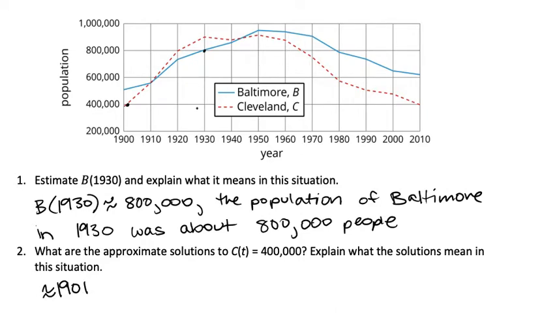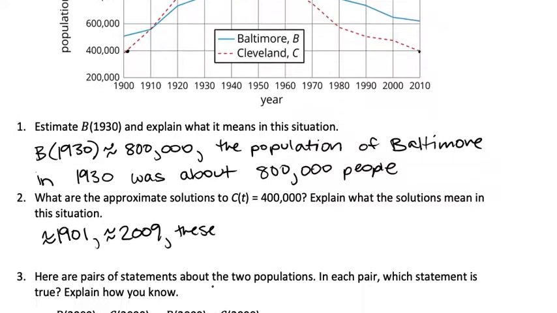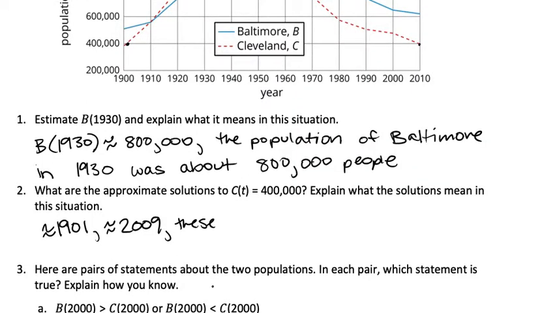And then a second one, as I go across here, looks like it's just before 2010. So maybe approximately 2009. So these are the years when Cleveland's population was about 400,000 people.